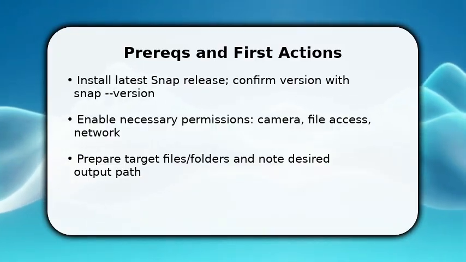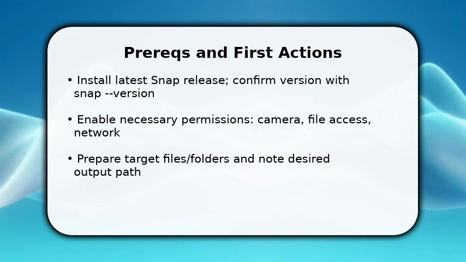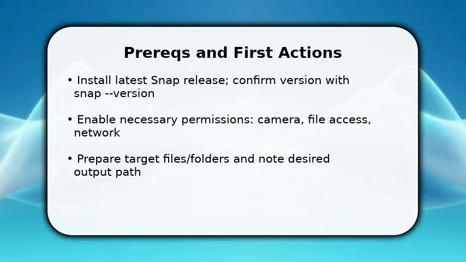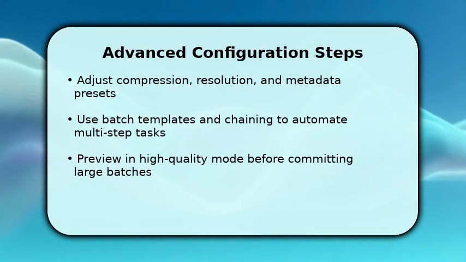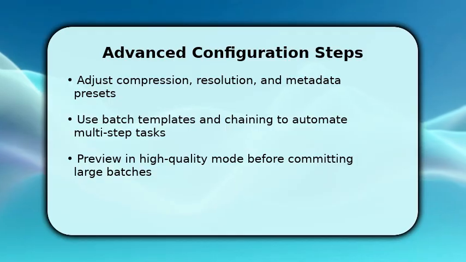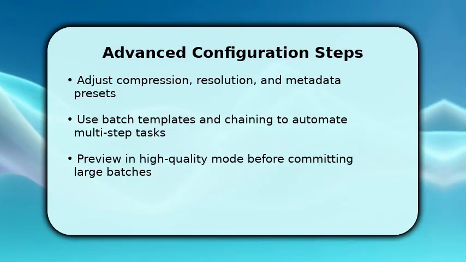I'll walk you through nuanced settings next so your results stay consistent across dozens of snaps. You'll now refine how Snap processes content, tweak compression, resolution, and metadata presets to balance quality and size. Here's why it matters for downstream use.